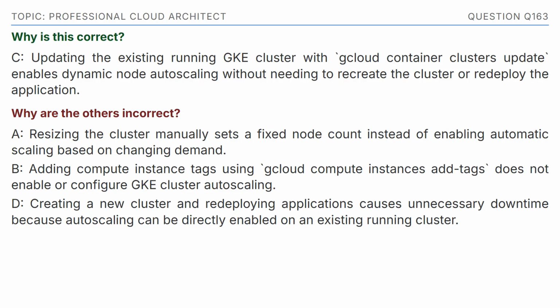Why are the others incorrect? A. Resizing the cluster manually sets a fixed node count instead of enabling automatic scaling based on changing demand. B. Adding compute instance tags using Cloud Compute Instances add tags does not enable or configure GKE cluster autoscaling. D. Creating a new cluster and redeploying applications causes unnecessary downtime because autoscaling can be directly enabled on an existing running cluster.